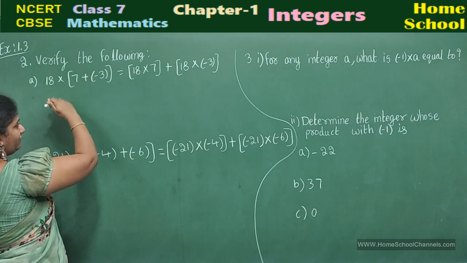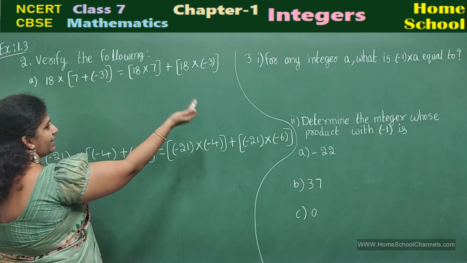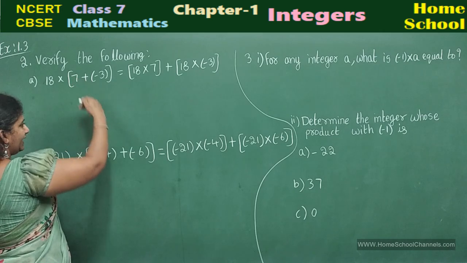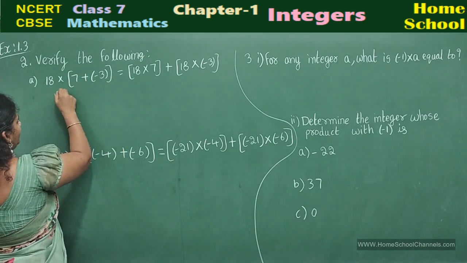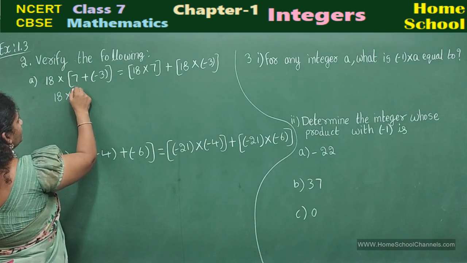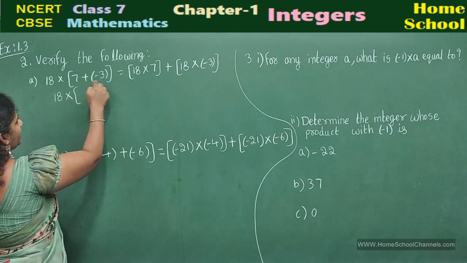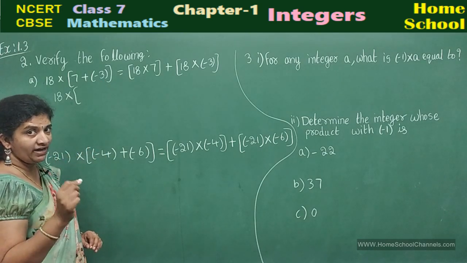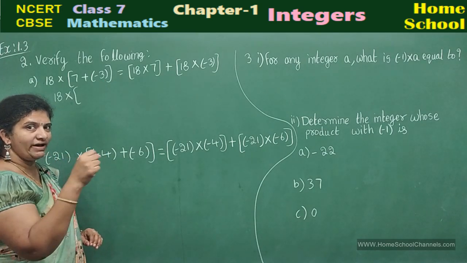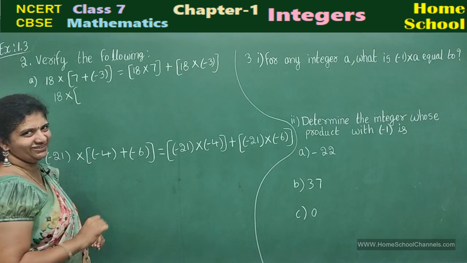This is the left hand side and this is the right hand side. At a time you can solve both. 18 into, remove from bracket, minus 3. Round bracket first, next square bracket. Do you remember the BODMAS rule? If not, go to the mathematics basics, then come back here.